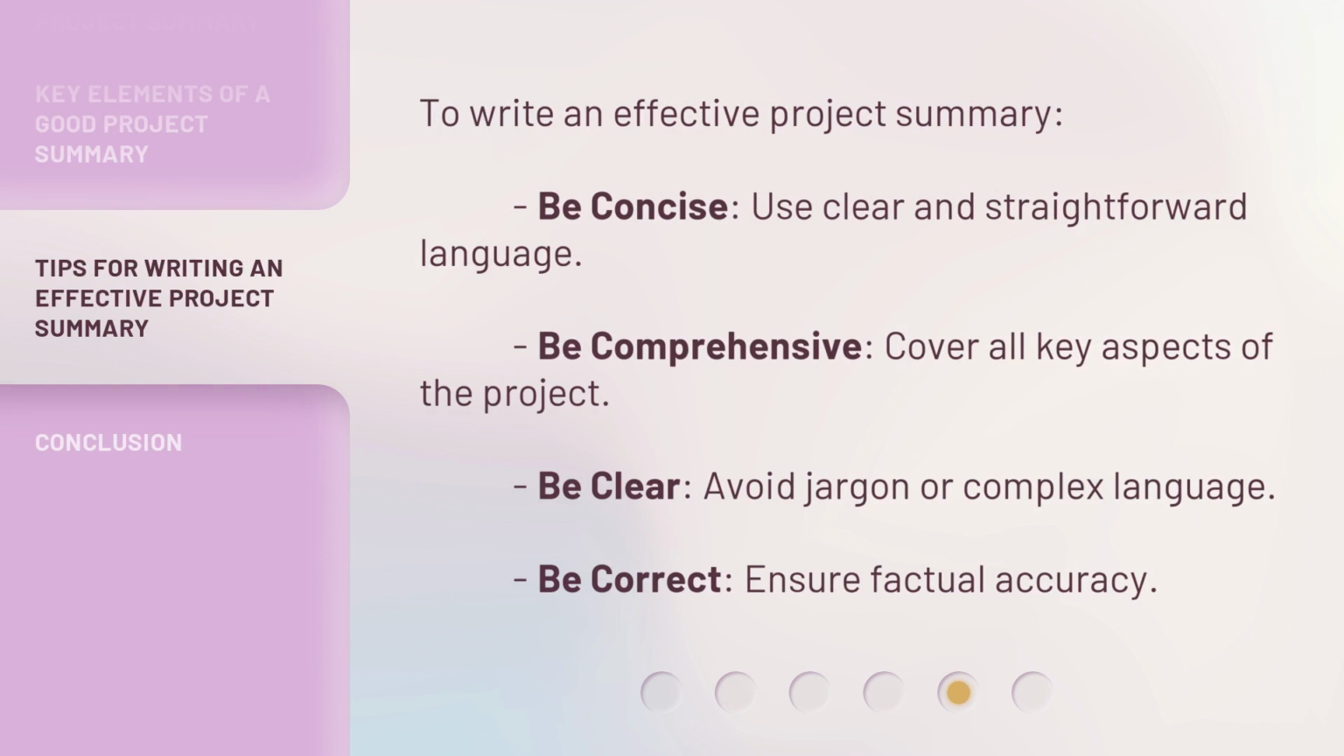To write an effective project summary, be concise, use clear and straightforward language. Be comprehensive, cover all key aspects of the project. Be clear, avoid jargon or complex language. Be correct, ensure factual accuracy.